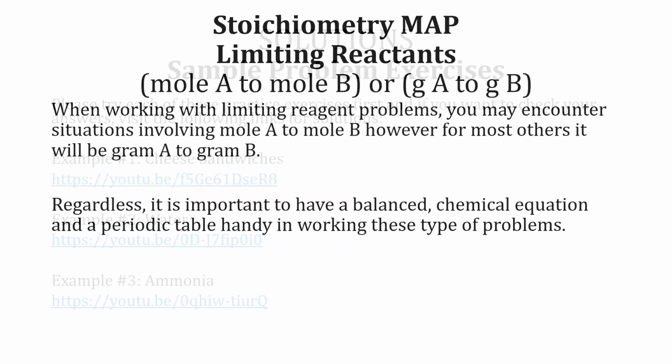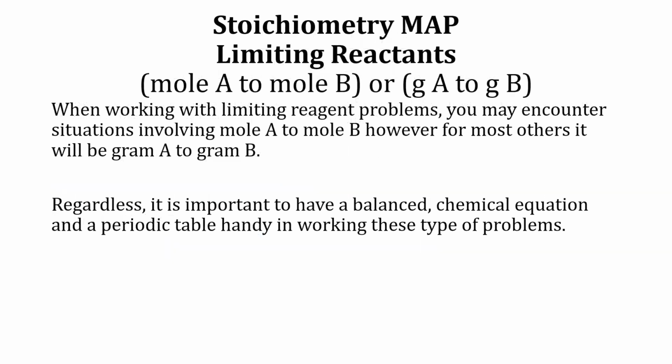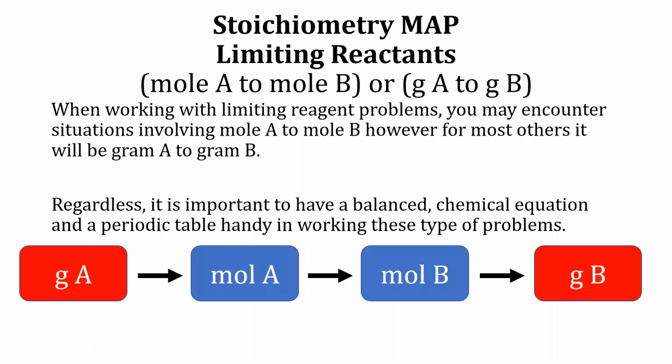When working with limiting reagent problems, you may encounter situations involving moles of A to moles of B. However, for most others, it will be grams of A to grams of B. Regardless, it is important to have a balanced chemical equation and a periodic table handy in working these types of problems. The solution map is grams of A to moles of A to moles of B to grams of B. Let's look at some examples.